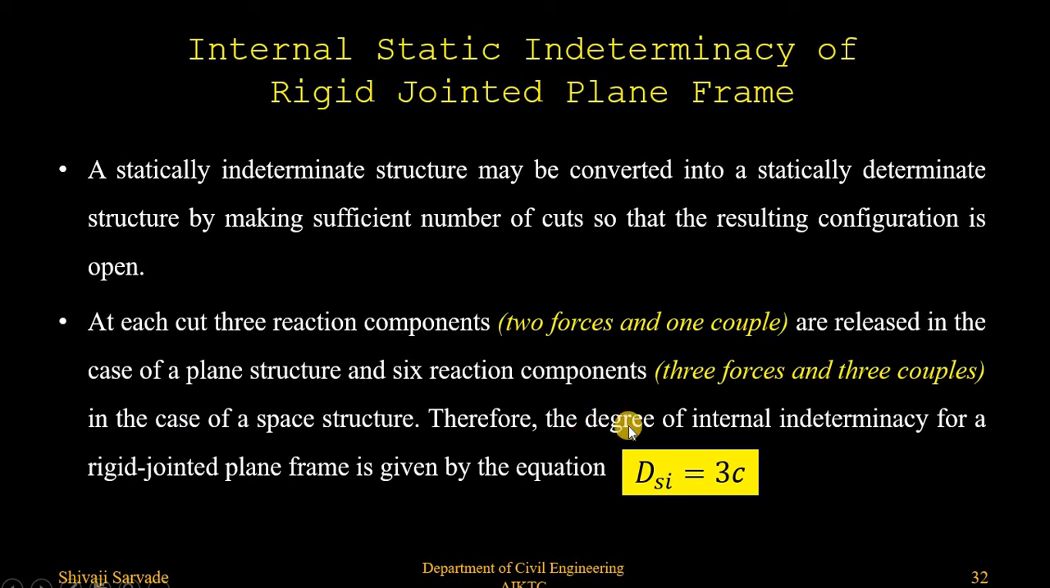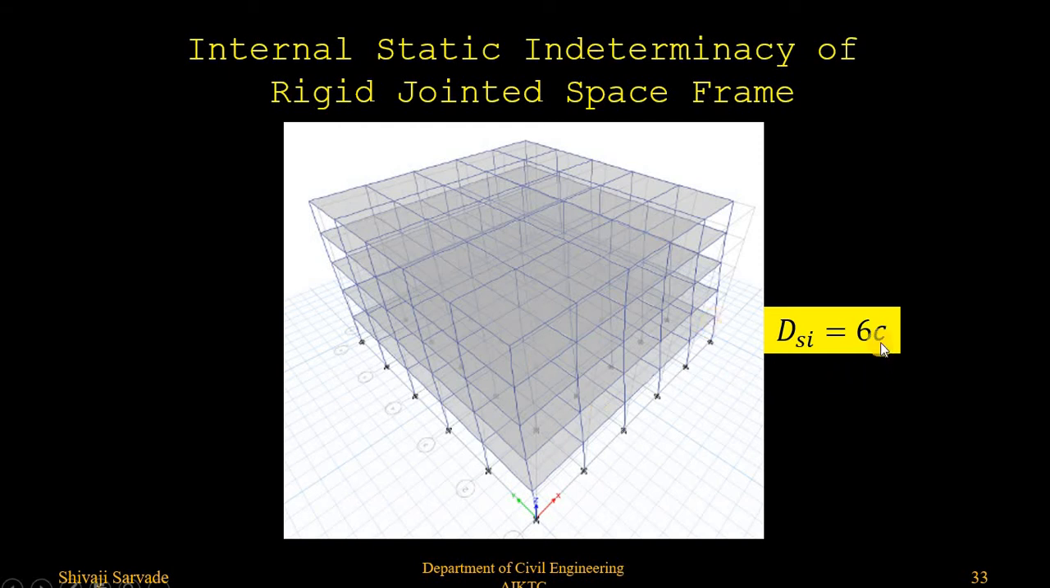In a 3D structure, you release 3 forces and 3 moments. So it is 6 times the cuts, because you have 3 axes x, y, z. So you release Fx, Fy, Fz, and you release Mx, My, Mz. So that becomes 6 times the number of cuts that you make. So the degree of internal static indeterminacy for a rigid jointed structure which is 3-dimensional: it's a typical 3D model of a structure wherein you can see here the x, y, z axes. If you make a cut, you are releasing 6 forces.